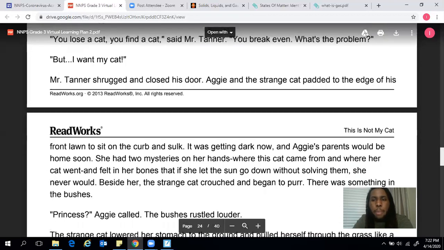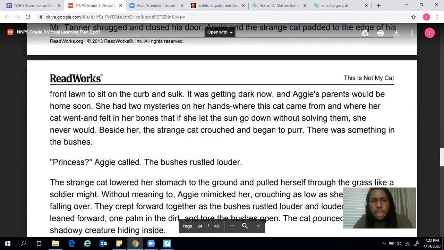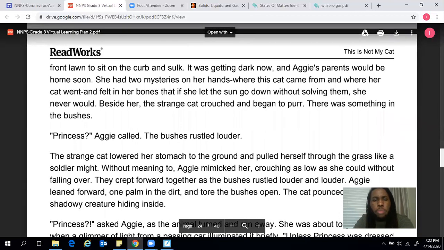Aggie and the strange cat padded to the edge of his front lawn to sit on the curb and sulk. It was getting dark now, and Aggie's parents would be home soon. She had two mysteries on her hands: where this cat came from and where her cat went, and felt in her bones that if she let the sun go down without solving them, she never would. Beside her, the strange cat crouched and began to purr.